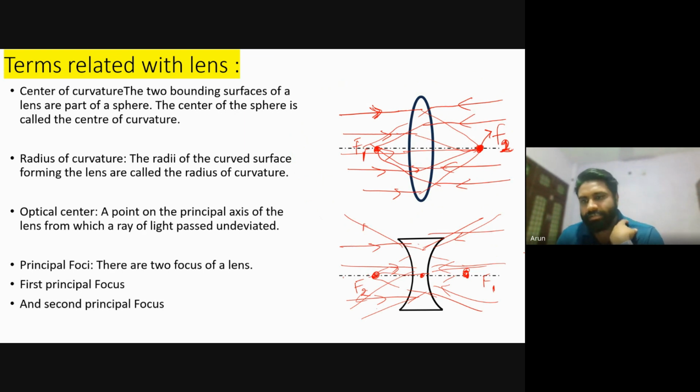Okay, got it? Now, if you throw the parallel beam of light from LHS to RHS, there is a secondary focus for the convex lens. And if you draw the parallel beam of light from this side, from RHS to LHS, that focus is termed as the first principal focus. This is the simple definition of it. Okay, got it? I hope you are clear with this.